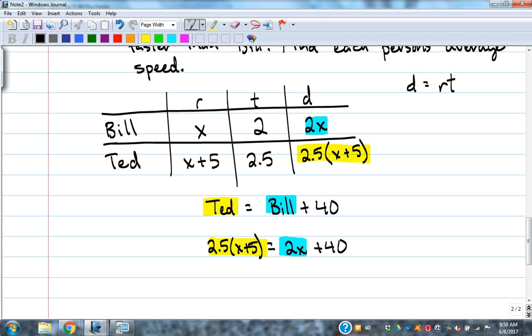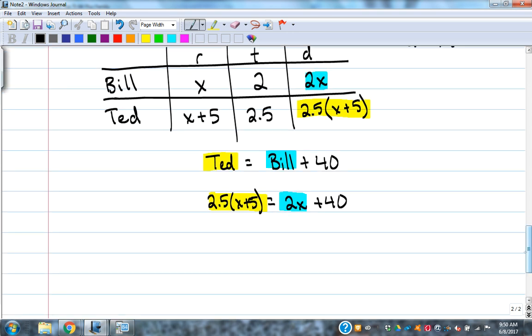Now I've got just an equation that if I can find an x, that's going to tell me how fast Bill was going. And if I know how fast Bill was going, I just add 5 and I got how fast Ted was going. Okay. So I just need to solve this equation. What's my first step in solving that equation? Distributive property. So 2.5 times x and 2.5 times 5. Be 10. Half of 5 is 2.5, so 12.5. And I've got a decimal in there because I had a decimal in the original problem, so that's all right. And then 2x plus 40 is still over here.